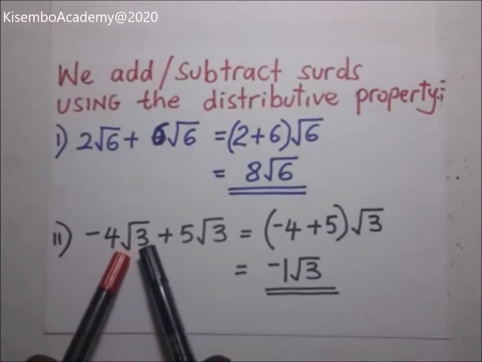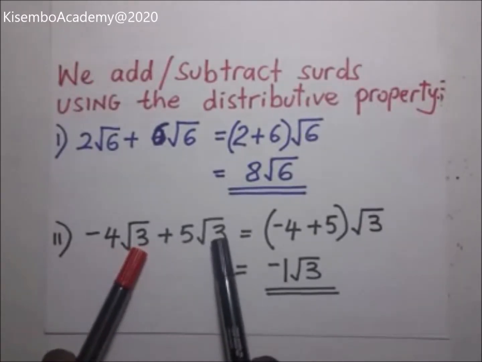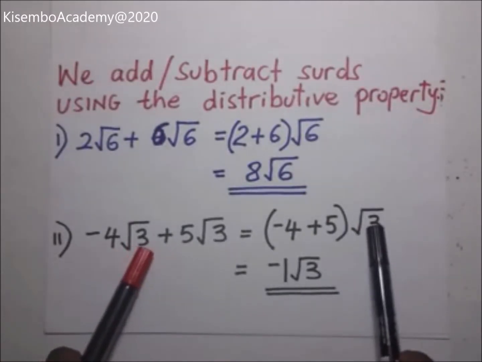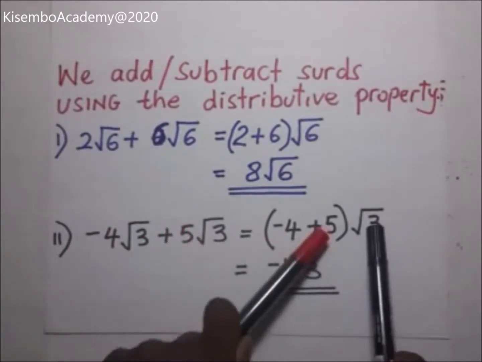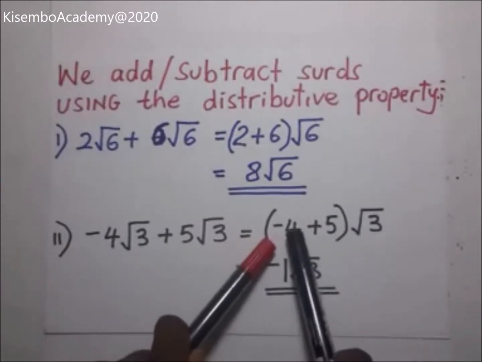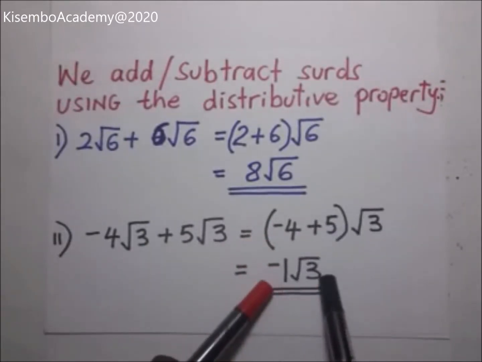Likewise here, we are having root 3 as the radicand. So we put this root 3 outside the brackets, and in the brackets we have negative 4 and 5. It's more like factorizing. And of course, negative 4 plus 5 gives you negative 1 root 3.